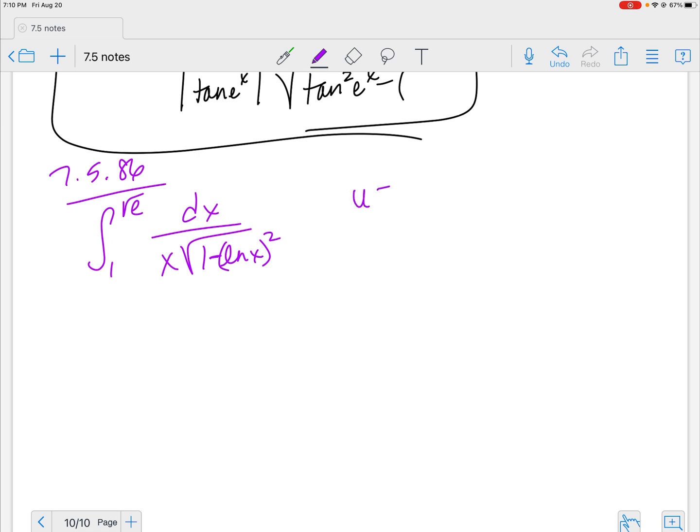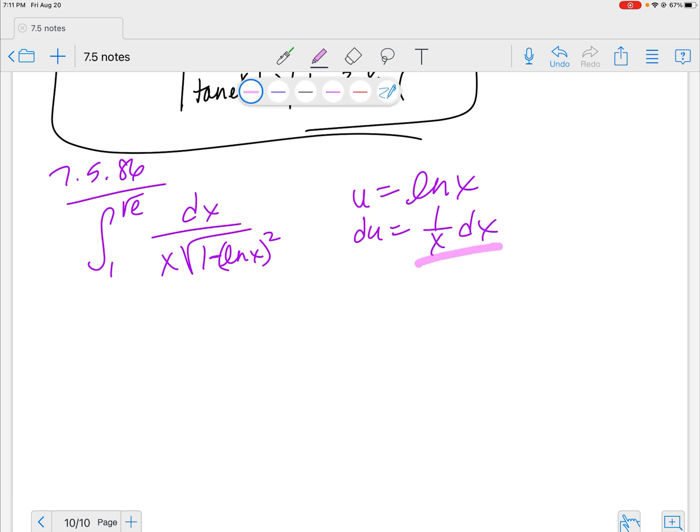Sure, let's try a u sub. And remember, with a u sub, you always want to try the inside weirdo stuff. So in this instance, that would be the natural log of x. That is what's squared underneath the radical. And look at what's happening here. 1 over x dx. 1 over x dx. Cool, right? Natural log doesn't go away, folks. It's hanging on forever.